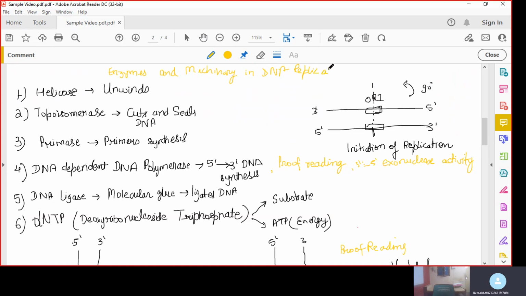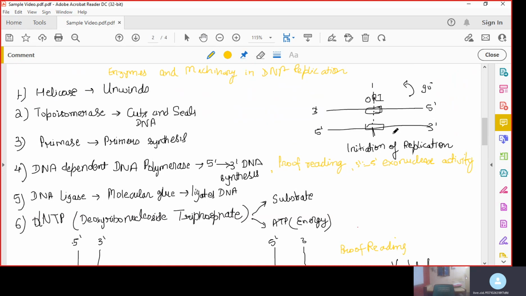First was the helicase enzyme. Helicase, what was it known as? It unwinds the DNA. Topoisomerase was known to cut and seal DNA. Primase was known to synthesize primers. Then we had the DNA dependent DNA polymerase, so it basically adds on to those primers. The substrate was dNTP, deoxyribonucleoside triphosphate, and then we had the DNA ligase, molecular glue.